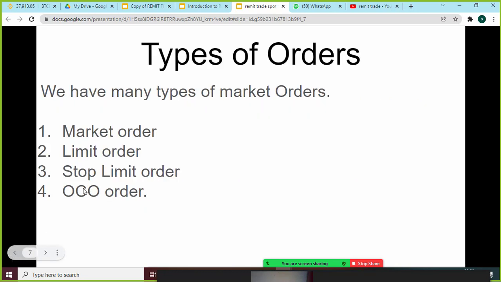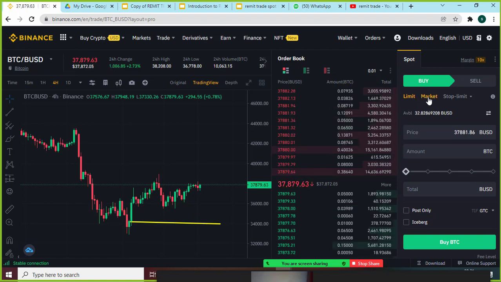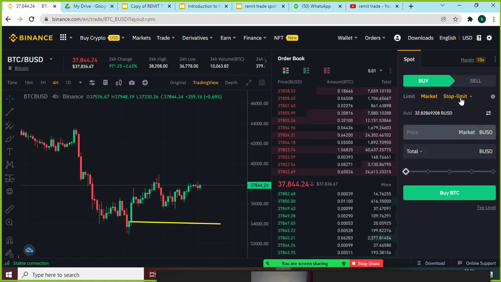Now, if I go right here, market order. What market order means is that a market order is an order you place to buy or sell a given cryptocurrency asset at the current market price. And it is also called an instant execution order. That means if you come here and you want to buy, let's say Bitcoin with USDT, you see limit order, market order, stop limit, and then an OCO order at this point.